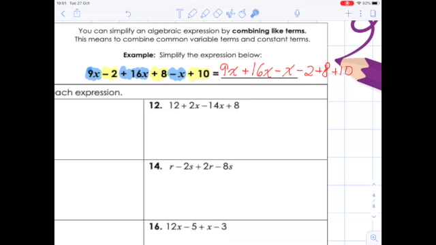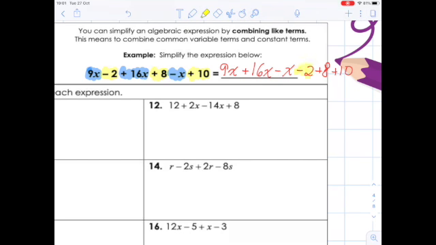Okay, now I just rewrote these terms. This is exactly the same expression. I just changed the order of the terms, respecting the signs. So if I had a plus 8 over here, I'm still going to have a plus 8 over there. This minus x is still minus x.